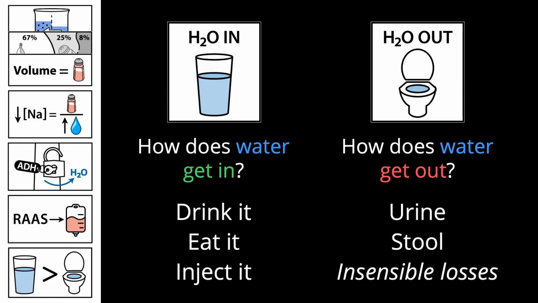These are things like sweating, the water that evaporates in your lungs as you're adding water to the air you're inhaling. These are sort of harder to measure. Okay, so here's sort of the major things: water coming in, going out. Let's talk first about drinking it.